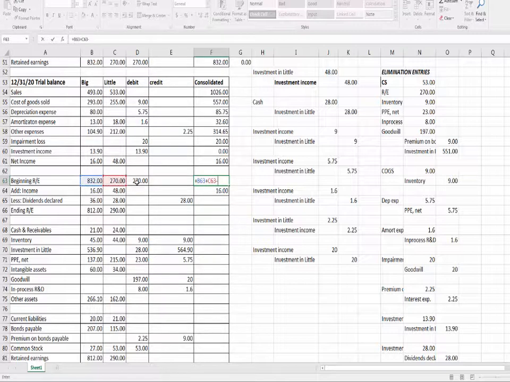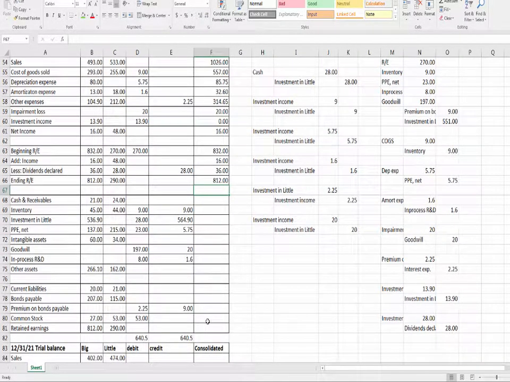Credit plus credit minus debit plus credit. Dividends is a debit balance account, so debit plus debit, debit plus debit minus credit. And again, now I work my way down the column again. So beginning retained earnings plus consolidated income minus consolidated dividends gives me my consolidated ending retained earnings, which I then transfer down to the balance sheet as ending retained earnings.